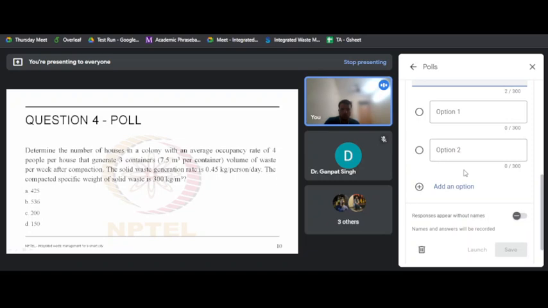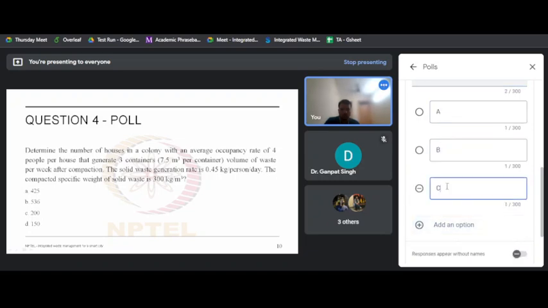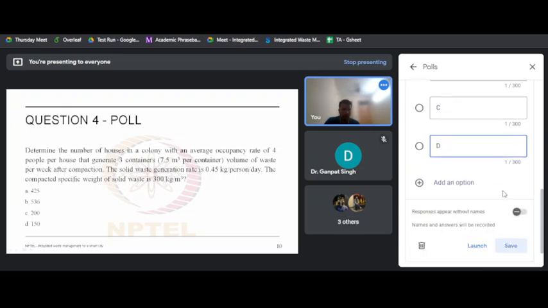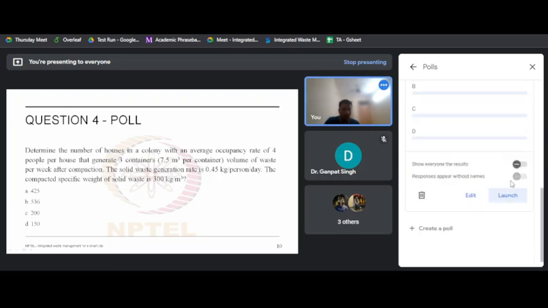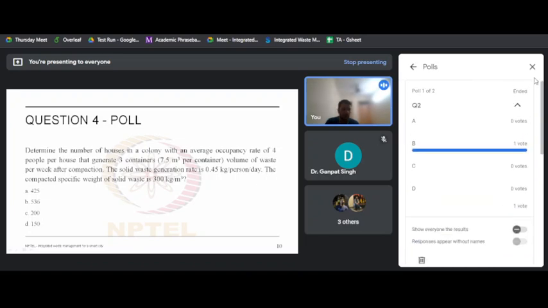It's question 4. We have 4 options here: A, B, C, and D. So the poll is live. You can answer it in the poll as well as the chat.